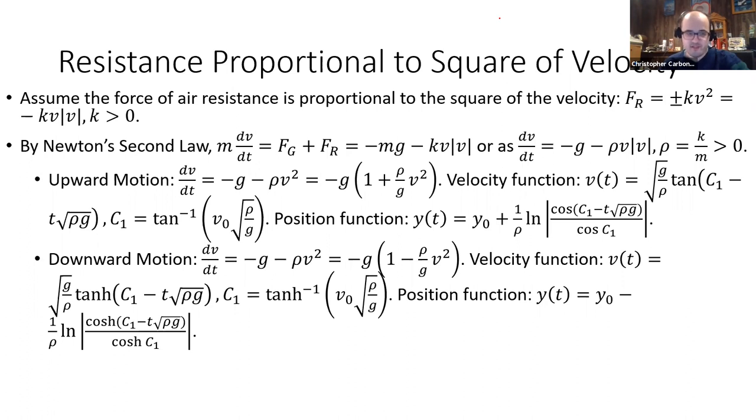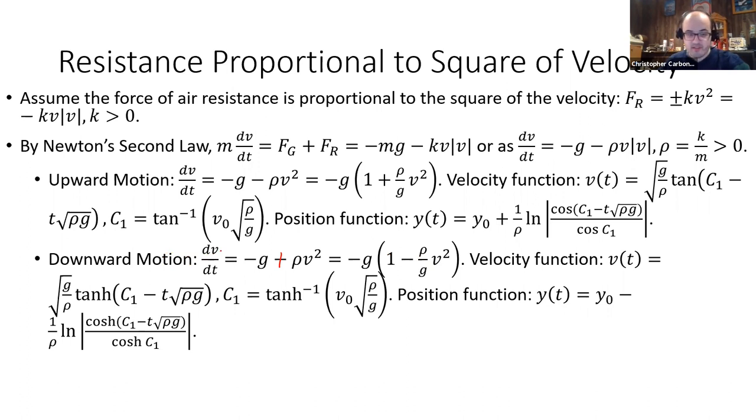So the derivative of v with respect to t equals negative g minus rho times v squared, which is equal to negative g times (1 minus rho over g times v squared). Actually, this is going to be positive, as a matter of fact: negative g plus rho times v squared. That makes negative g times (1 minus rho over g times v squared). Velocity would be v of t equals the square root of g over rho times tanh of (c sub 1 minus t times the square root of rho times g).